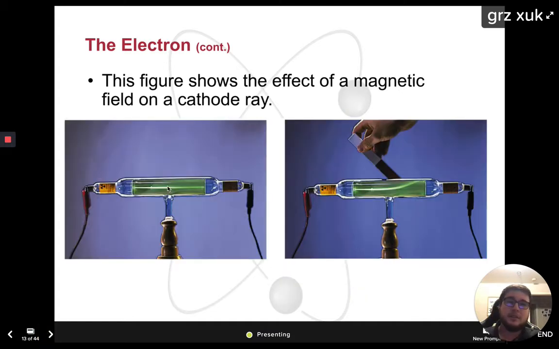And this figure shows the effect of a magnetic field on a cathode ray. So this is an actual picture of one. You can see if there's no magnet, if there's no positive or negative plate, the beam of light just goes straight through the tube. But once I put a positively charged plate up here, then the beam of light curves upwards towards that positively charged plate, indicating that this beam of light has charge. And whatever charge it has is going to be opposite of the plate that I put above it, if it's attracted to it. So there's what that looks like.